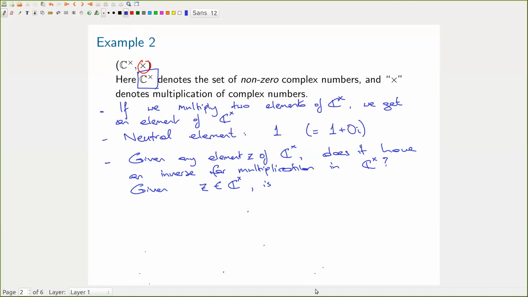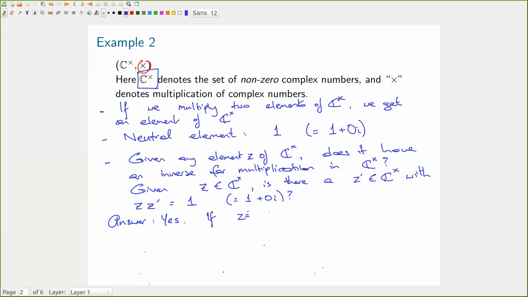So given some z, is there an element z dash in the same set with the property that z multiplied by z dash is the neutral element? Okay, so what's the answer? That's the question. Does every complex number apart from 0 have an inverse which is also a complex number? Okay, so the answer is yes.